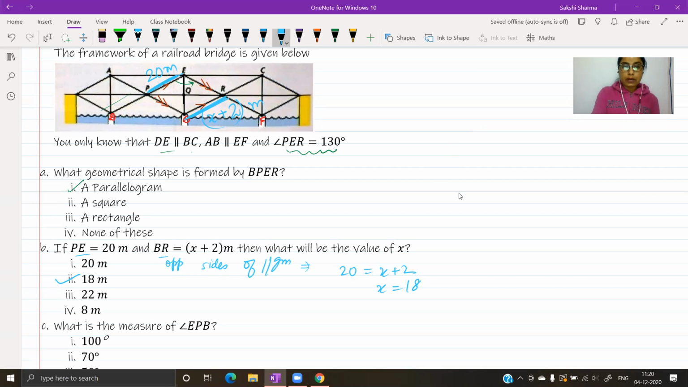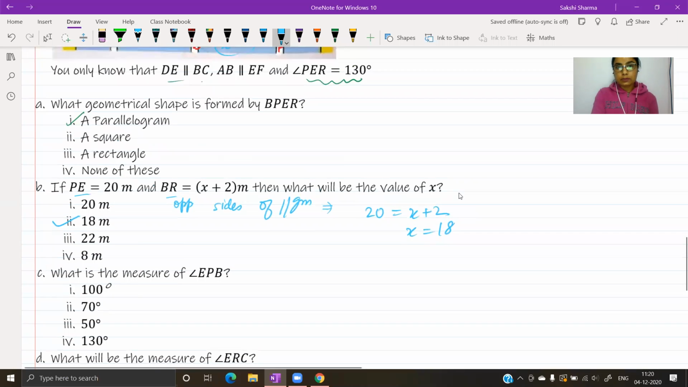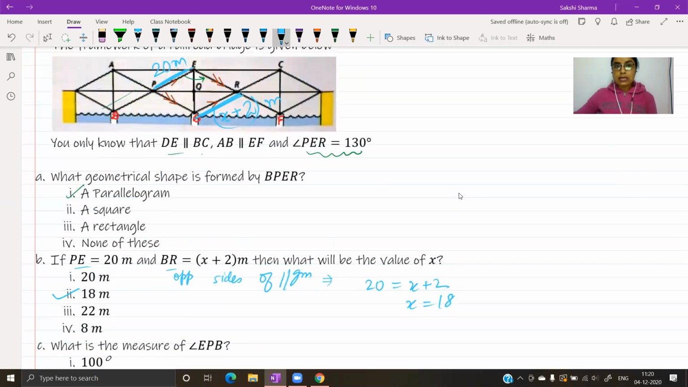Then further, what is the measure of angle EPB? Go back to your figure and see angle EPB is this one. So you want to find out this angle in your parallelogram. If I had to roughly draw, this is BPER. I want to find out this angle. I have been given this angle, 130 degrees.